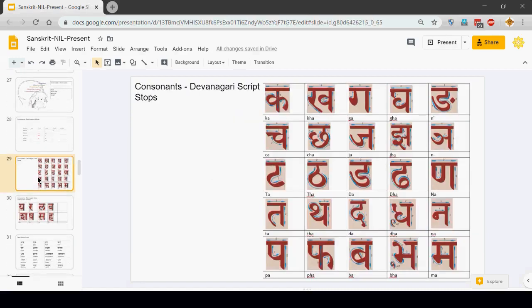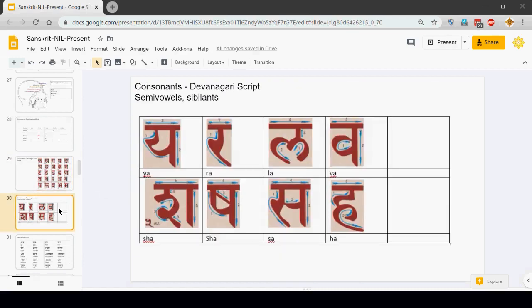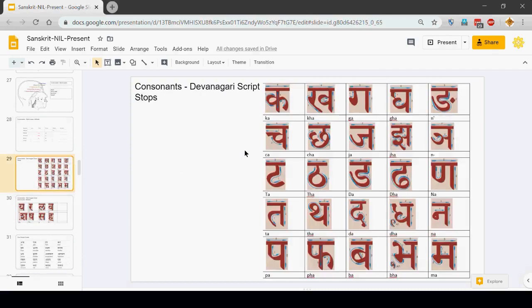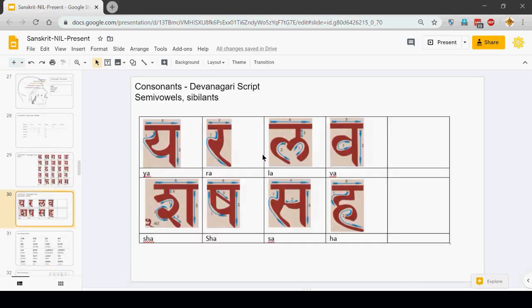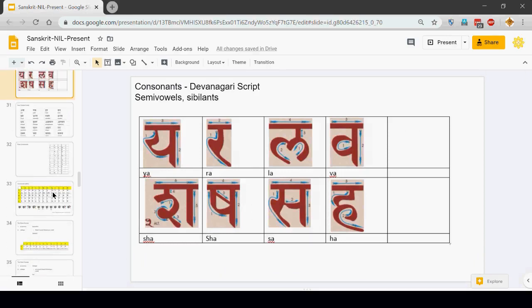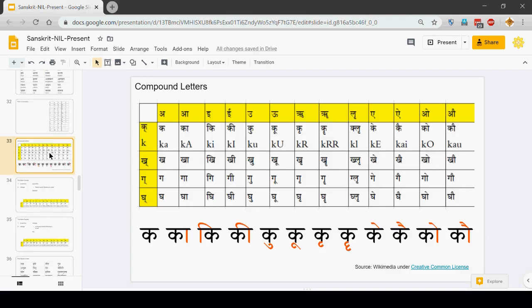And then there are 25 consonants and 8 additional consonants here. So ka, kha, ga, gha, nga, cha, cha, ja, jha, ya, ta, tha, da, dha, na, ta, tha, da, dha, na, pa, pha, ba, bha, ma. And ya, ra, la, va, sha, sha, sa, ha. 8 additional consonants, so total 33 consonants.